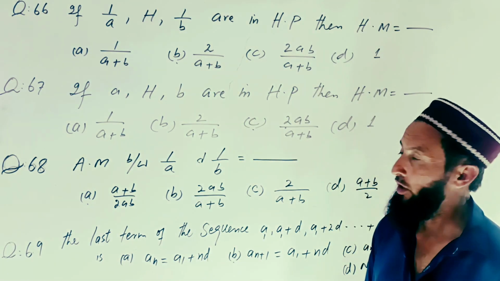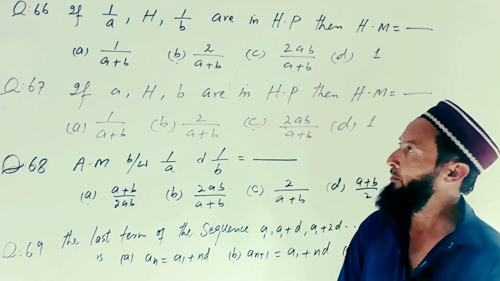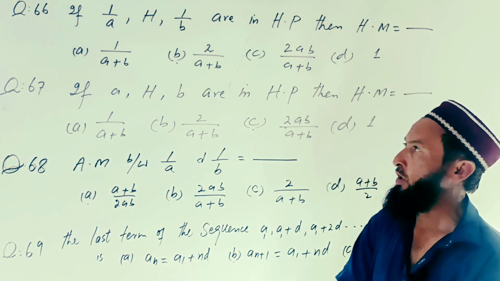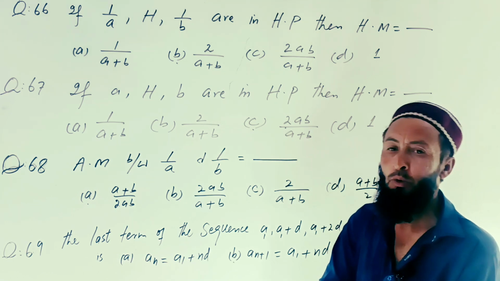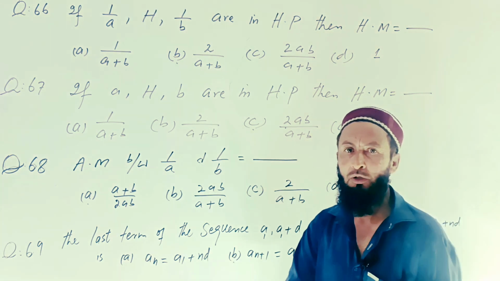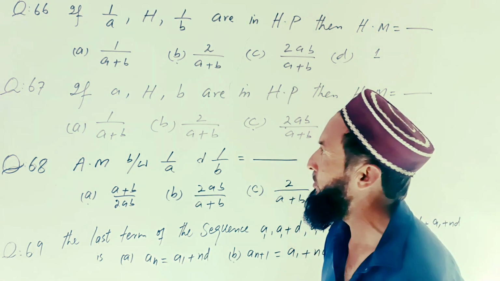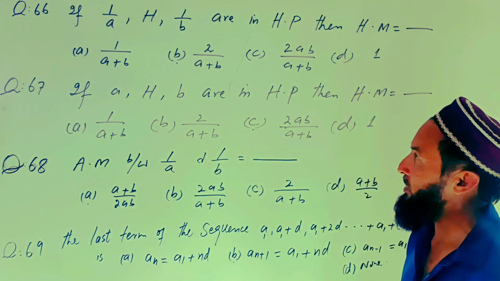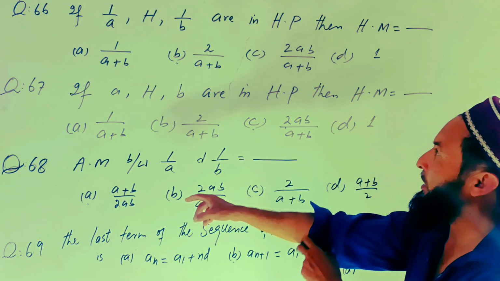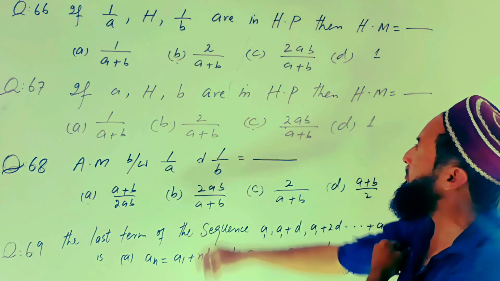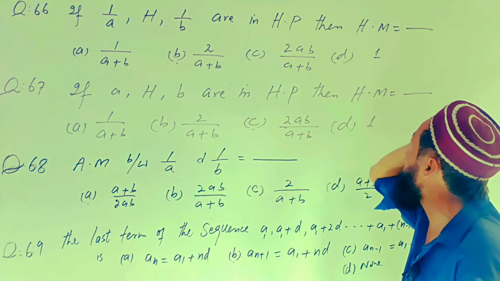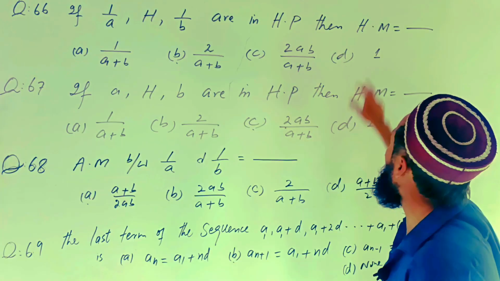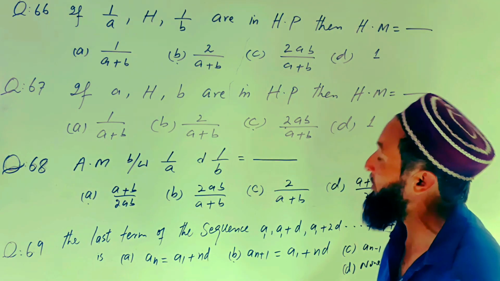Today we are proceeding with the next MCQs, question number 66. We have done from question number 1 to 65. So now question number 66: if 1/A, H and 1/B are in harmonic progression, then what will be the harmonic mean?